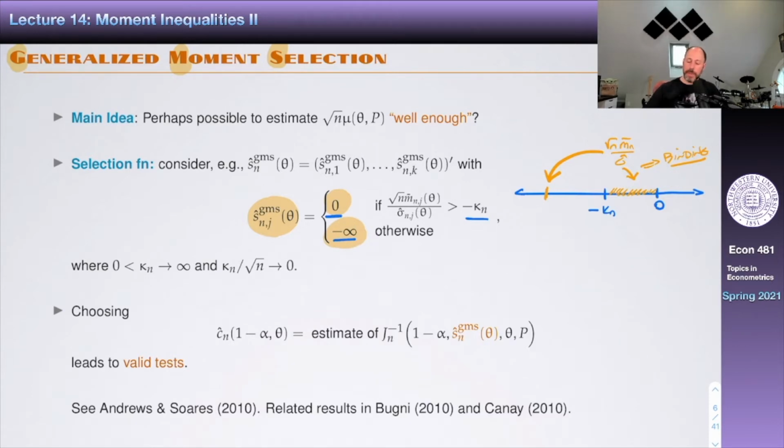Okay, and remember, just in case, where is the negative infinity coming from? Well, square root n mu goes to negative infinity if mu is strictly less than 0, right? So you're trying to decide whether mu is 0 or not. At the end of the day, that's what you care about.